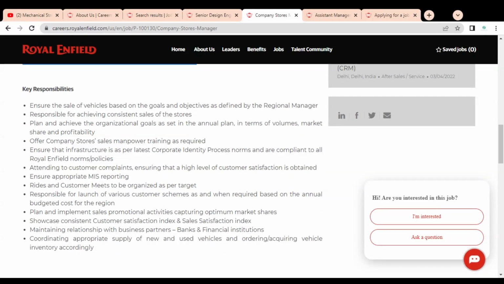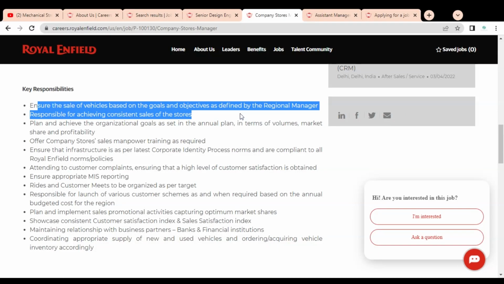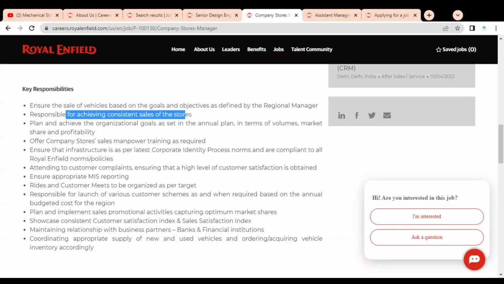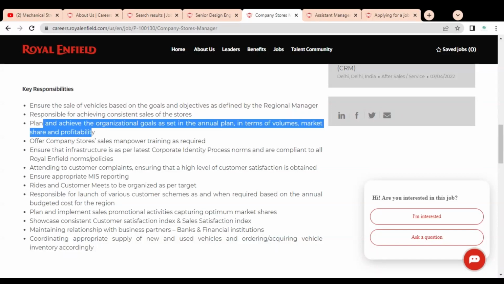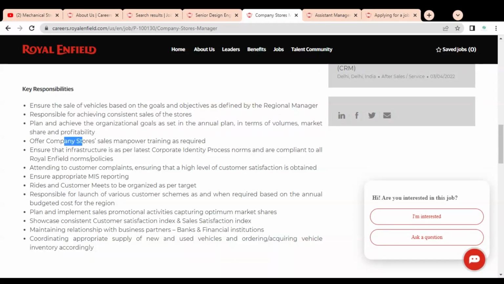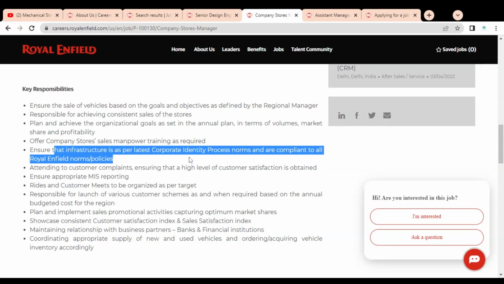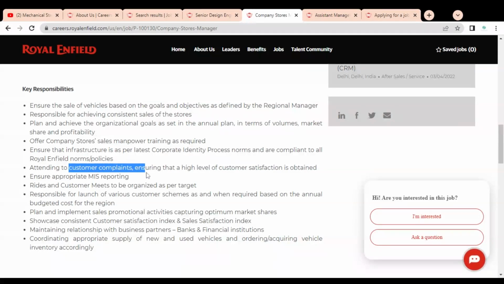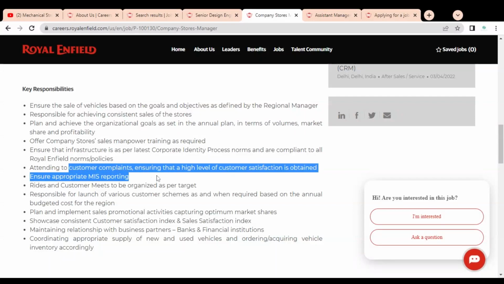And then you can see the key responsibilities are given, that is you have to ensure the sale of vehicles based on the goals and objectives as identified by the regional manager, be responsible for achieving consistent sales of the stores, plan and achieve the organizational goals, then offer company store sales manpower training as required. Ensure that infrastructure is as per the latest corporate identity process norms, and you have to attend to customer complaints, ensuring a high level of customer satisfaction.